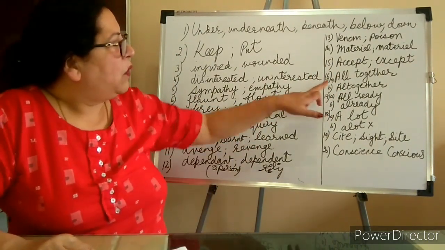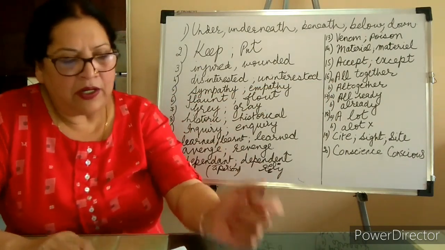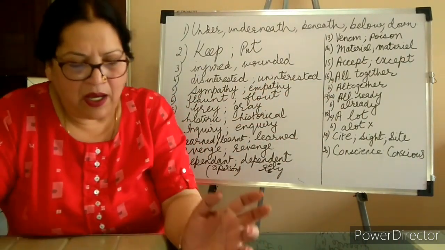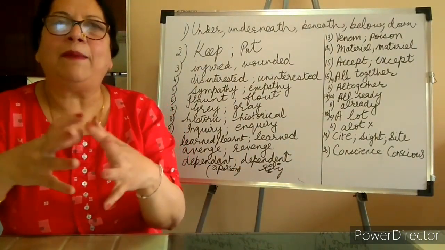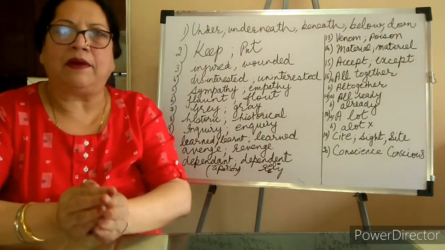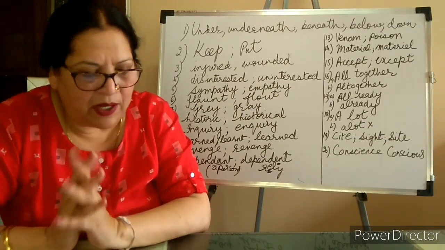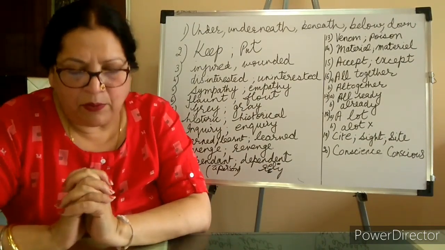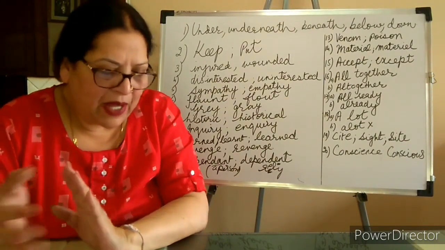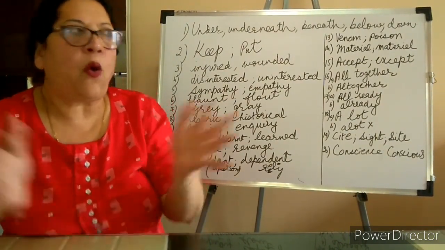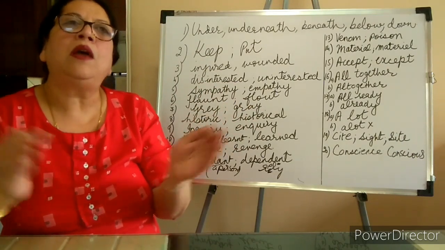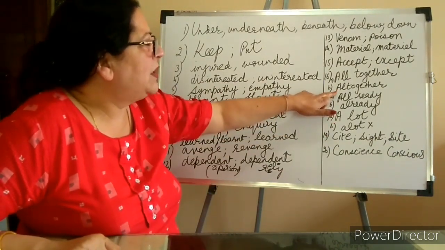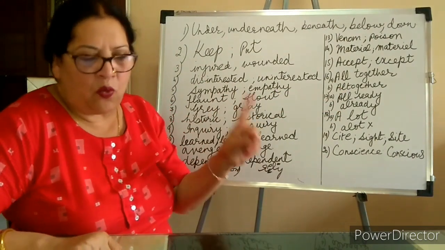Now the first one, "all together," means gathered, with everything in one place. All together in one place, remember. Example: we were all together at the wedding ceremony. All the people, all together.